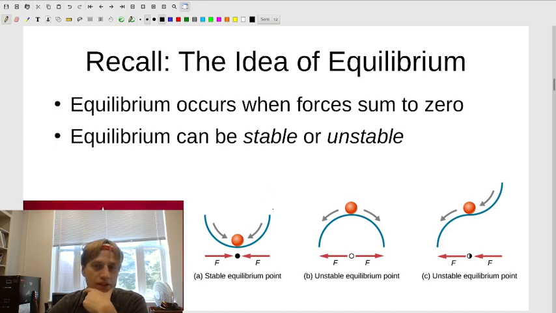Another idea that we've only briefly touched on is that of stable or unstable equilibrium. A ball that's sitting at the bottom of a bowl, if it's just acted on by gravitational forces, is in equilibrium at the bottom. But if you rock it out a little bit, it will just go back and forth. So the forces, when you displace the particle, cause it to go back toward its equilibrium point. So this is a stable equilibrium.